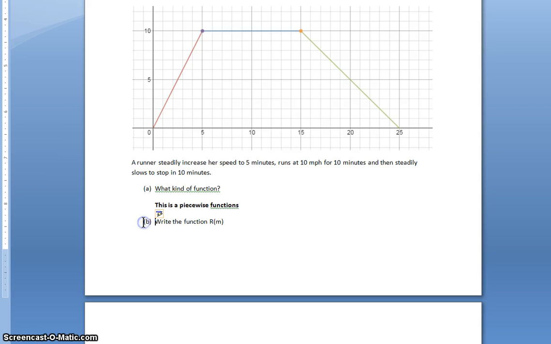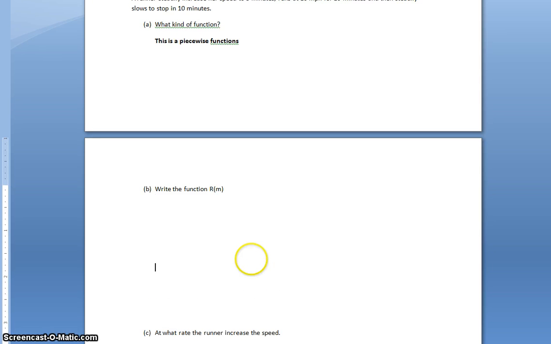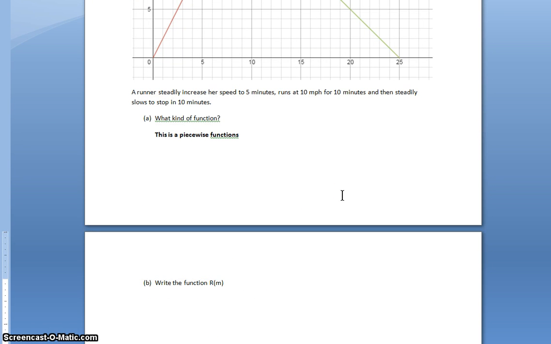Write the function. So that is the challenging part. We know there are three pieces. If you count, when you write the function, look at the graph. There are three pieces to it. One piece is a red piece going up, and then there's a steady horizontal piece, meaning the runner doesn't increase the speed, just runs steadily. And then there's the decreasing part. So when you write your function, most of you know it needs to be split out into intervals.